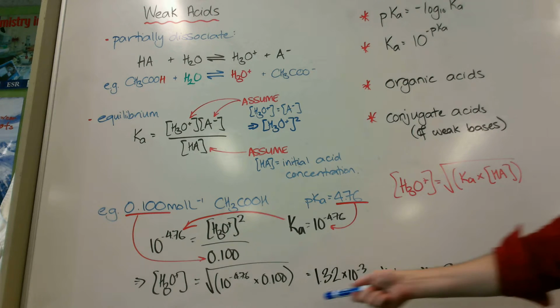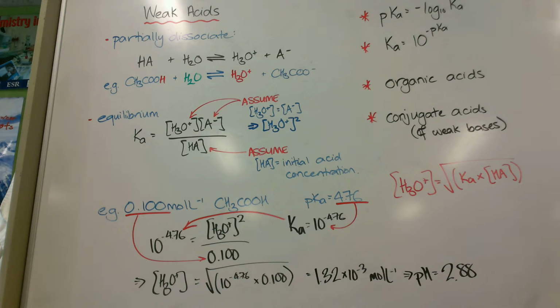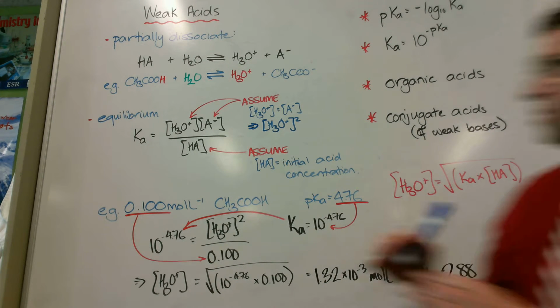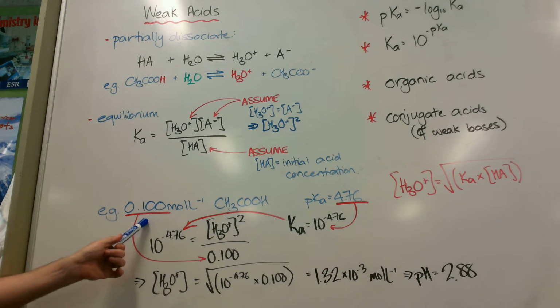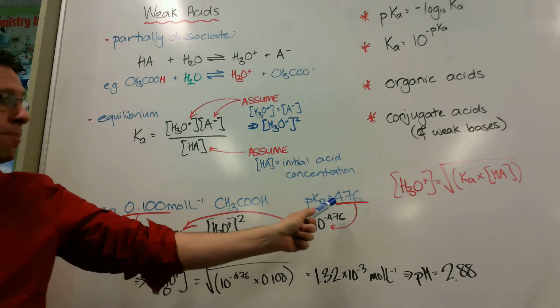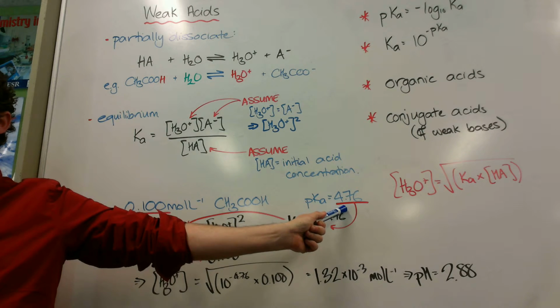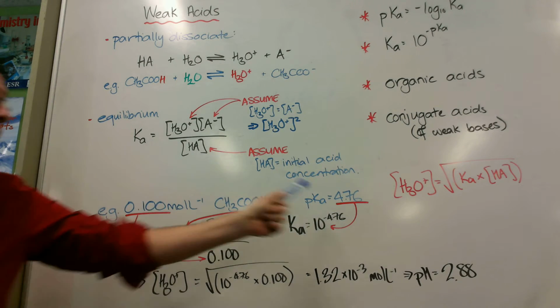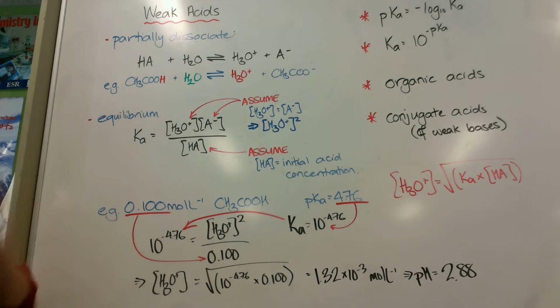So once I do that, I get 1.32 times 10 to the negative 3. It's a concentration, so make sure I've got my units. I then plug that into my pH calculation, negative log hydronium ions, and I get 2.88. 3 significant figures because this is 1.00, and also because my pKa was given to 3 significant figures. I've got that data to 3 significant figures, so my final answer has to be as well.